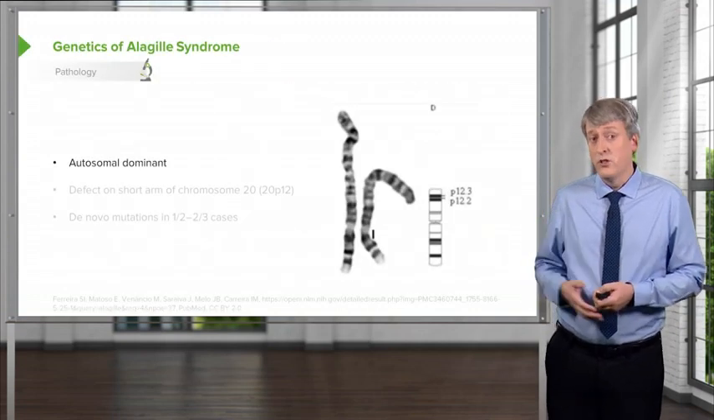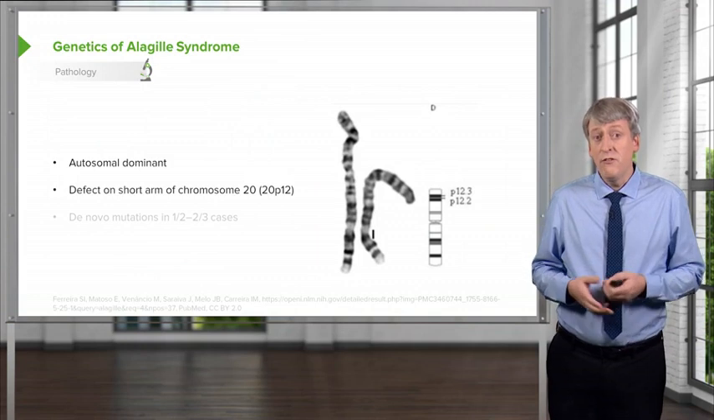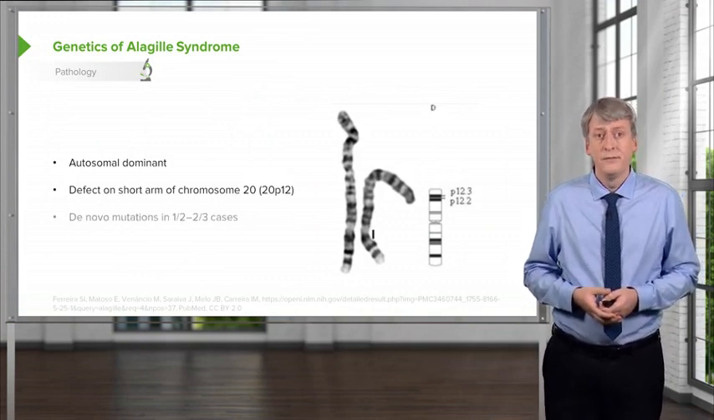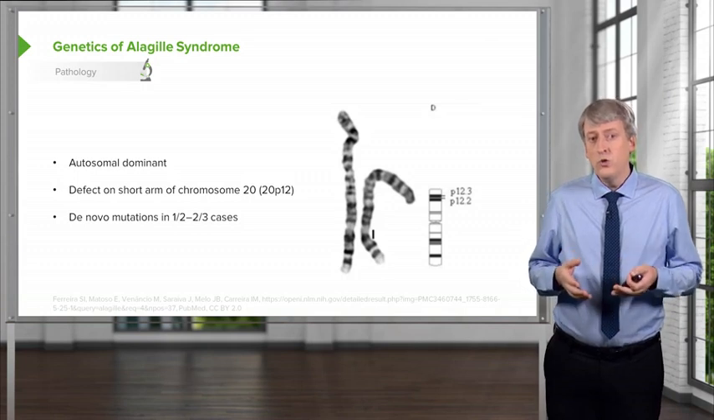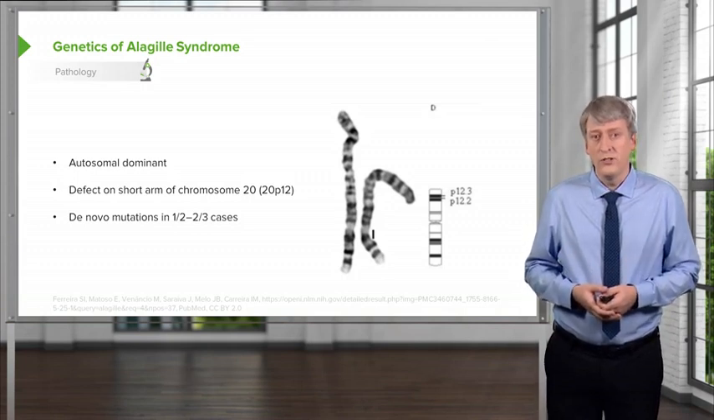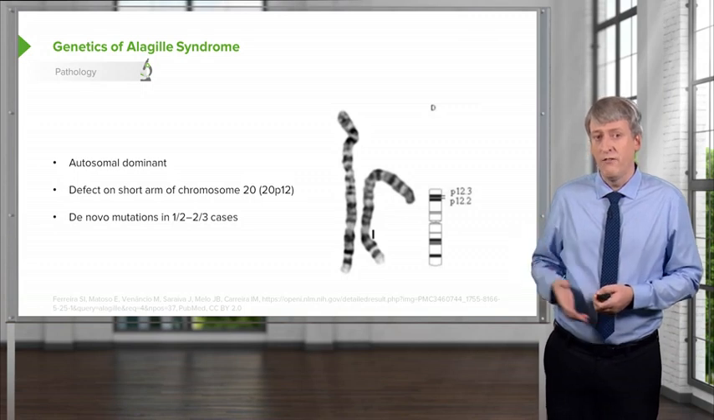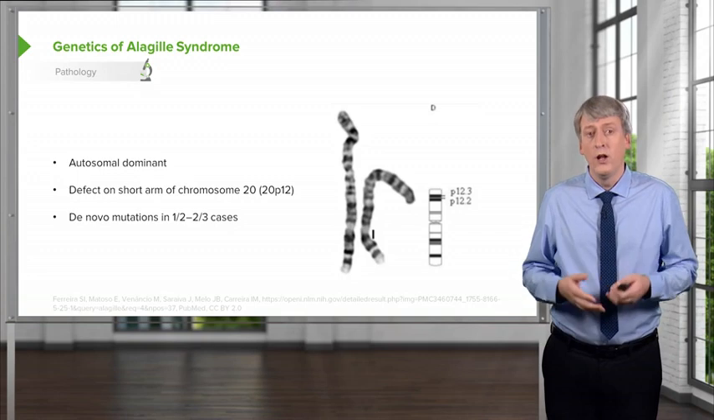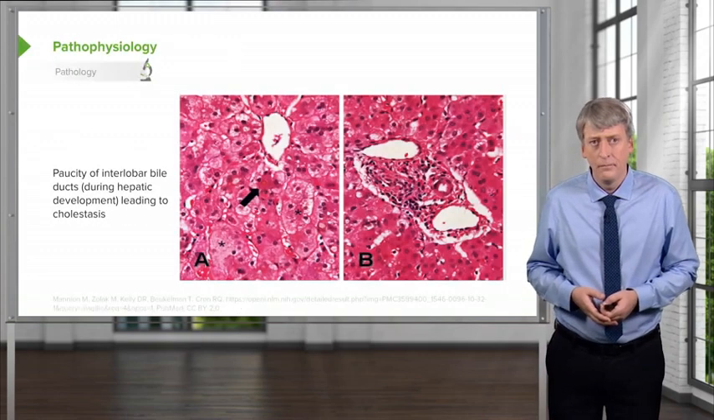This disease is autosomal dominant. It's a defect in the short arm of chromosome 20, at 20p12. And they usually have de novo mutations. That is to say, the parent doesn't have Alagille's. This is a new mutation. But absolutely, you want to get a family history as well.